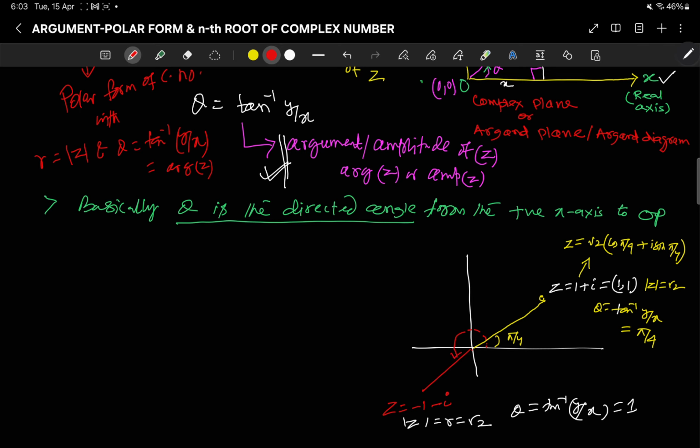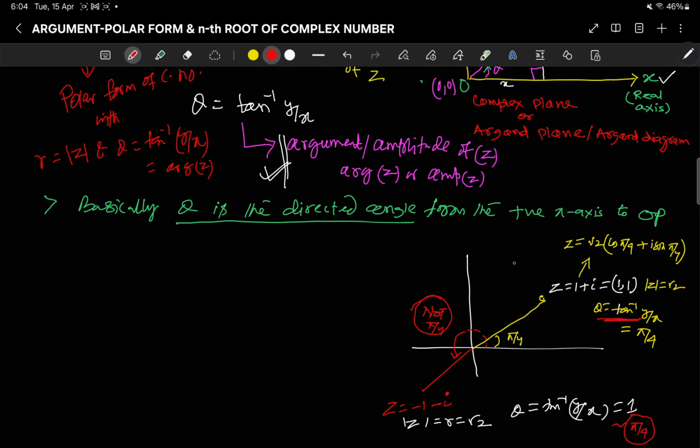It should not be pi by 4, but you see that here it seems to be pi by 4. Can this angle be pi by 4? It cannot be. So we have to classify the argument, because just writing theta equal to tan inverse y by x is not the solution.